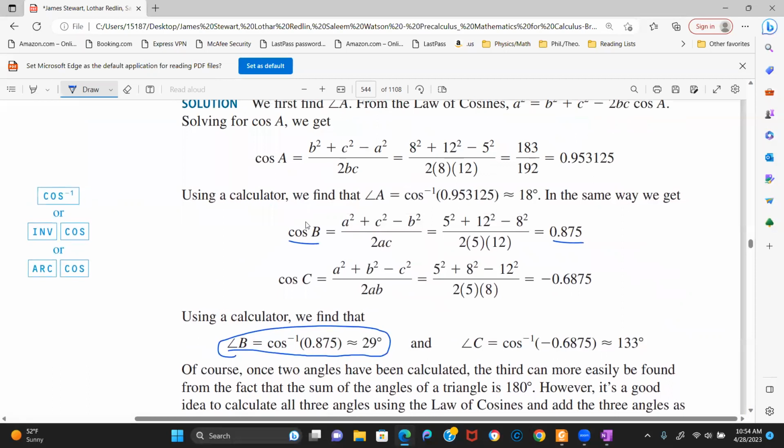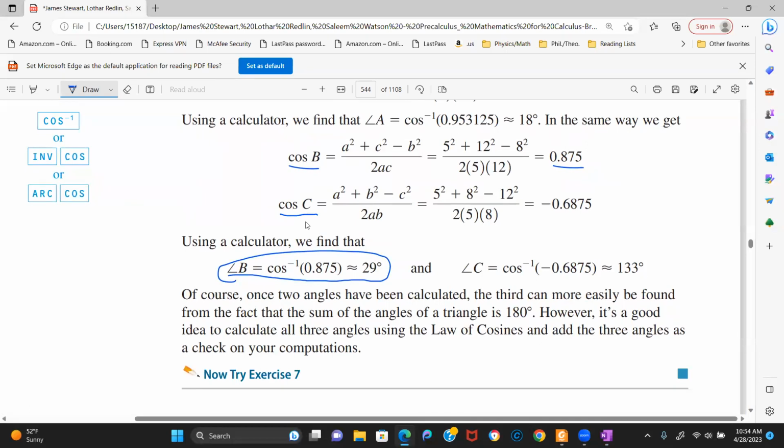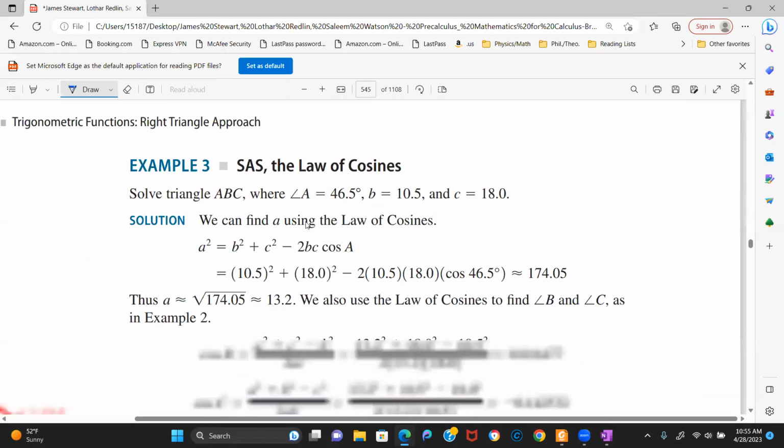So technically, as they're saying in this paragraph, you can use the law of cosines to get angle C by doing the exact same algebra and procedure and then taking the cosine inverse of what you found, which is that right there. But you can also use the fact that if you know angle A from here and then angle B, you can use the fact that the sum of the angles in a triangle is 180 degrees to get angle C. You just subtract the sum of the two from 180. So that's another way, but it doesn't hurt to use the law of cosines.